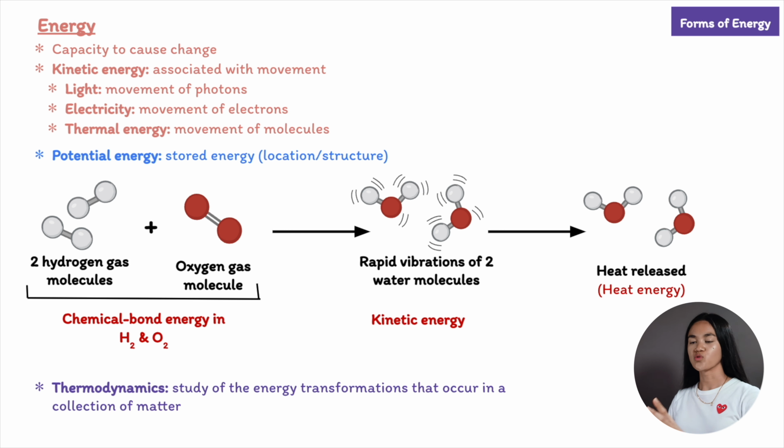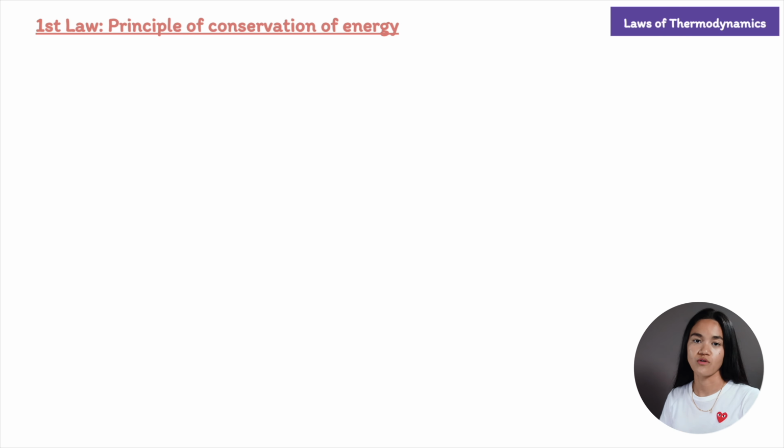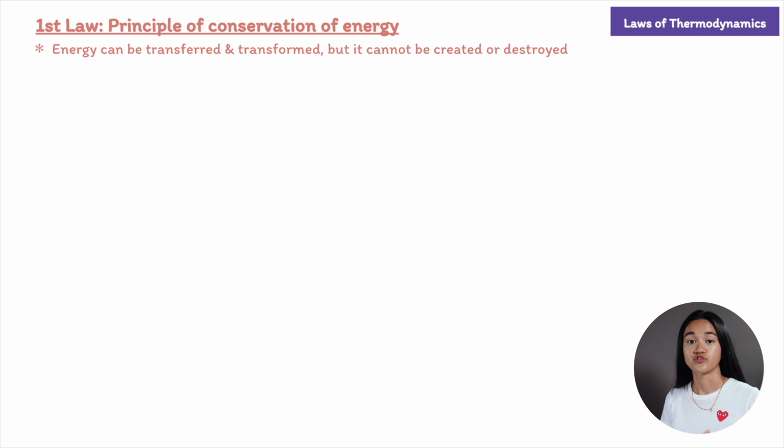Now, there are two laws of thermodynamics that determine energy transformations. Let's break down the first law of thermodynamics. This is known as the principle of conservation of energy, which states that the universe contains a constant amount of energy. Energy can be transferred or transformed, but it cannot be created or destroyed. So when energy is transformed from one form to another, the total amount of energy remains the same.